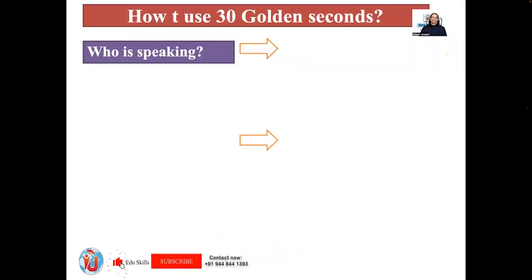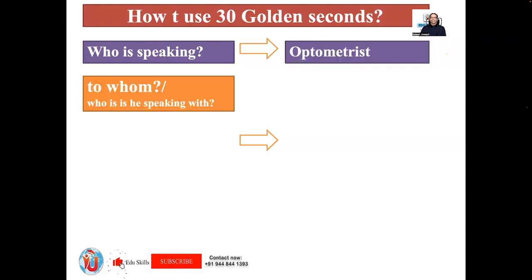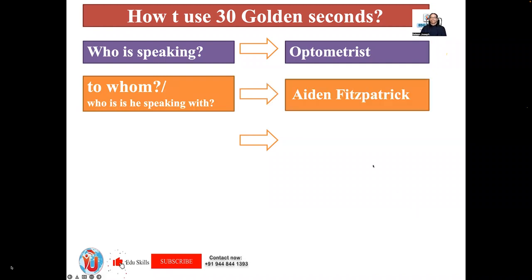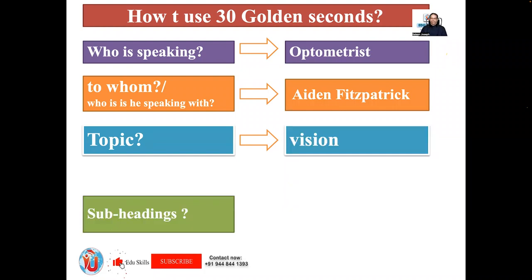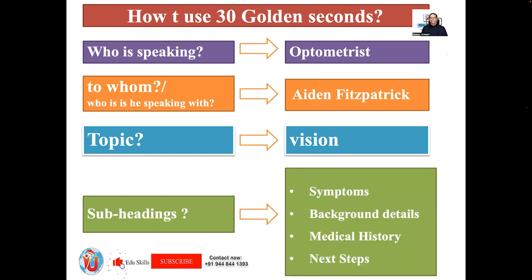How to use the 30 golden seconds? First of all, ask yourself who is speaking. Here, in this listening, it is an optometrist. And who is he speaking with? Sorry, there is a mistake, a doubled word. He is speaking to the patient named Aiden Fitzpatrick. And what is the topic? He is speaking about vision or blurred vision. The kind of problem is vision. So what are the subheadings, which give you the sequence? Symptoms, background details, medical history, next steps. These are the four subheadings which you will see, and we are going to deal with all these things. That's why I'm going a little faster. These are the basics which you already know.